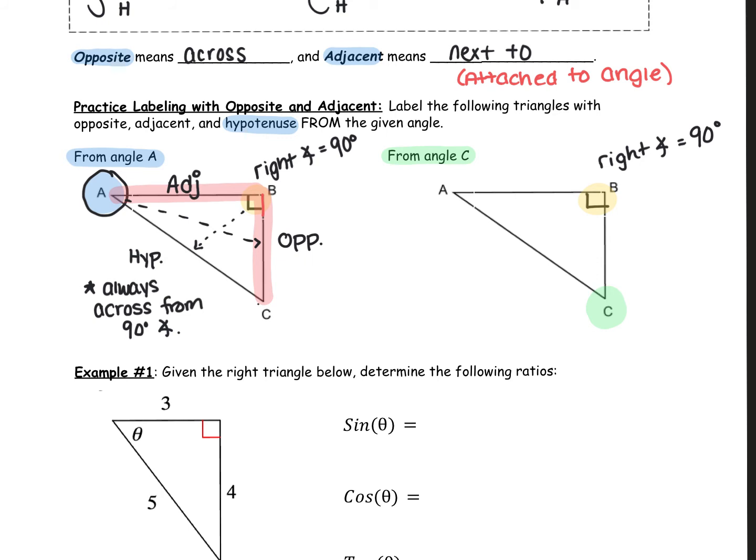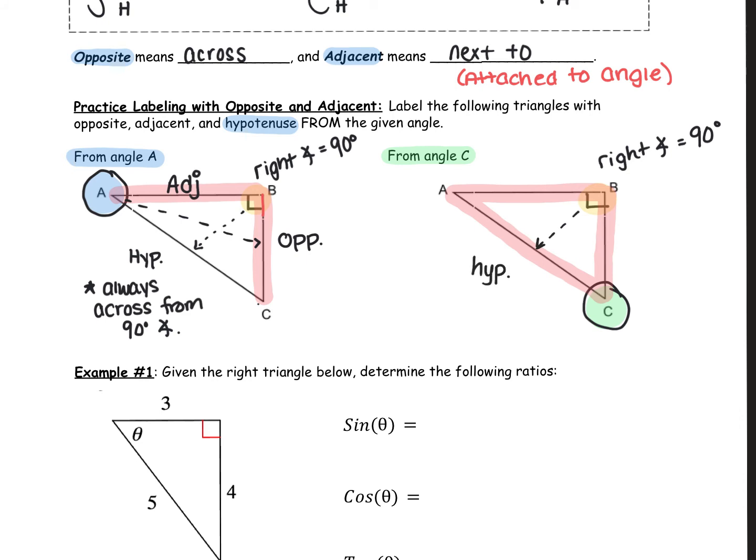Let's take a look at the second example. I want to label the picture, but this time from the viewpoint of angle C. Here is angle C, and I have three sides to choose from. I have side AB, side BC, and side AC. One of these sides is going to be opposite, the other is going to be the hypotenuse, and the other will be the adjacent. The one that I like to always label first is the one that is directly across from the 90-degree angle. That's my hypotenuse.